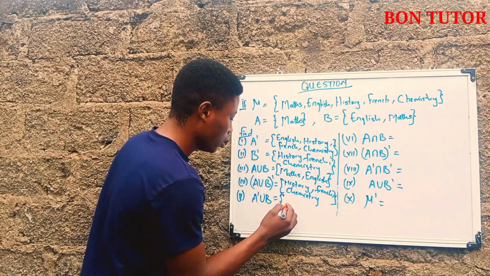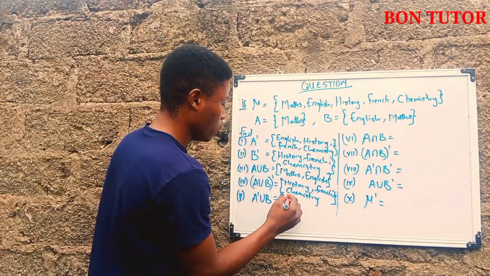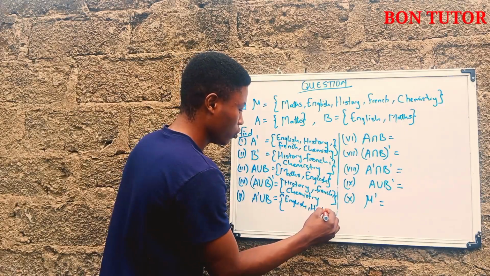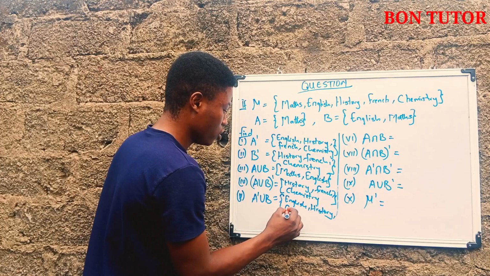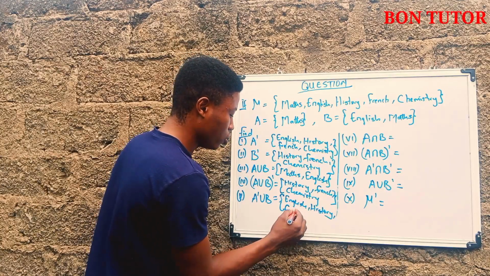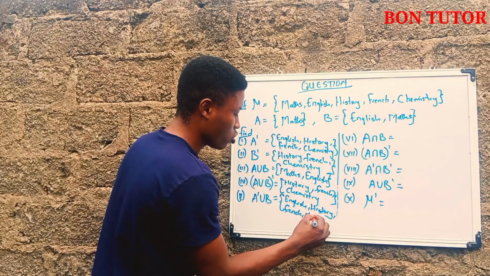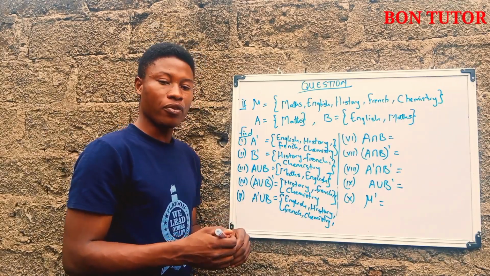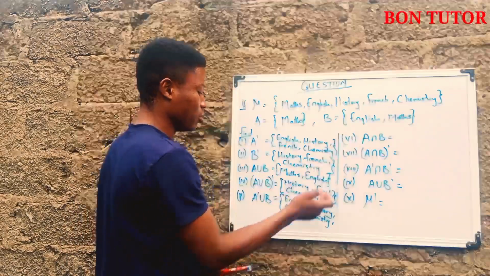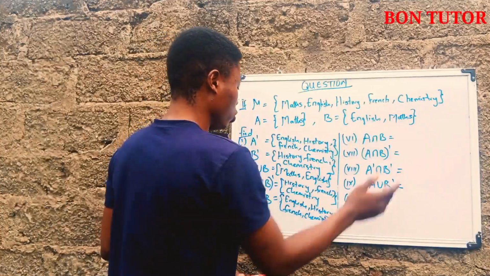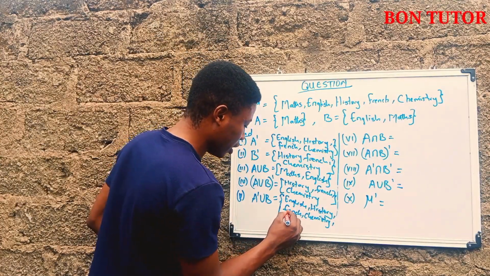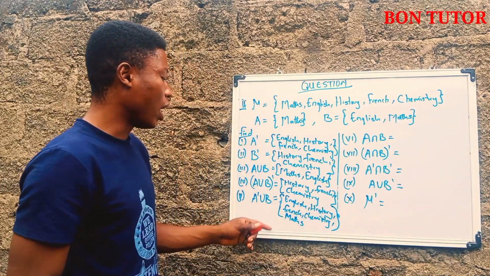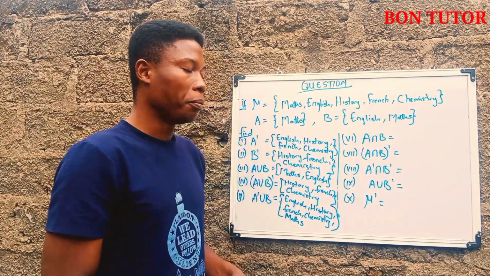Sorry, so that means your A prime is this: English, history, French, chemistry. Now you're adding them to what you have in B without repetition. B has English, but you already have English there, so you leave it out. Then you have math. Those are the elements you have under A prime union B.